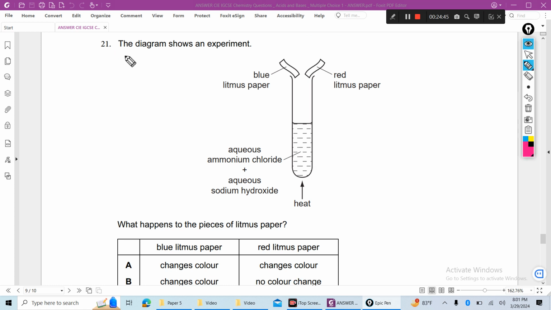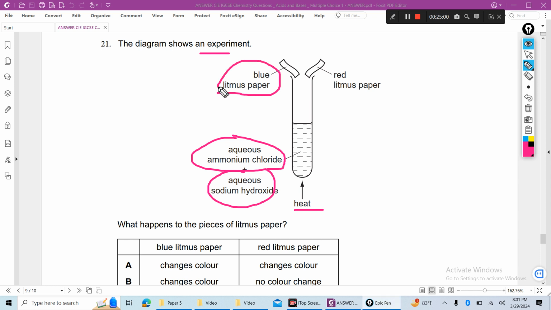Number 21, the diagram shows the experiment. Here aqueous ammonium chloride and aqueous sodium hydroxide are taken, then heated. Ammonia gas is produced. Blue litmus paper remains the same, but as an alkaline gas it will turn red litmus paper to blue.